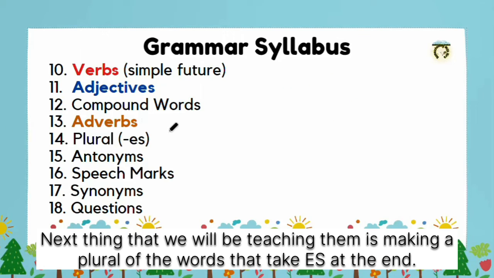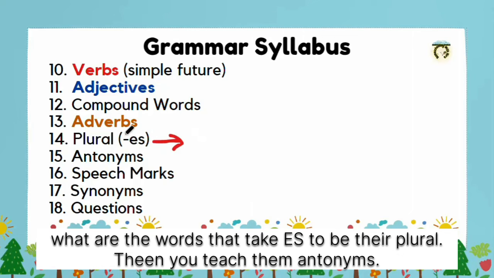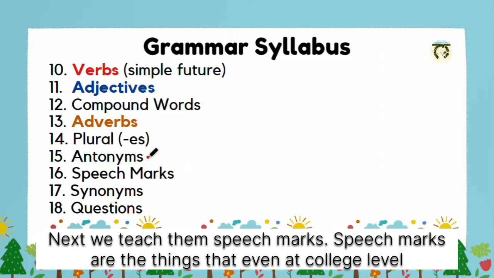The next thing that we will be teaching them is making the plural of words that take es at the end. We have some rules for this, or you can say tips and tricks, that you can find in my videos, about what the words are that take es to form their plural. Then we teach them antonyms. Antonyms means opposite words. For example, day and night, black and white. So we also teach them antonyms.